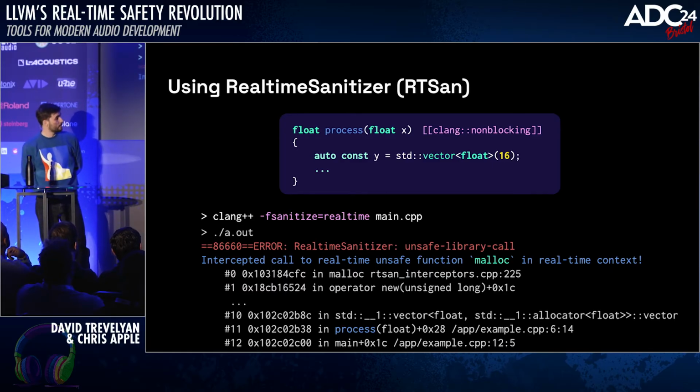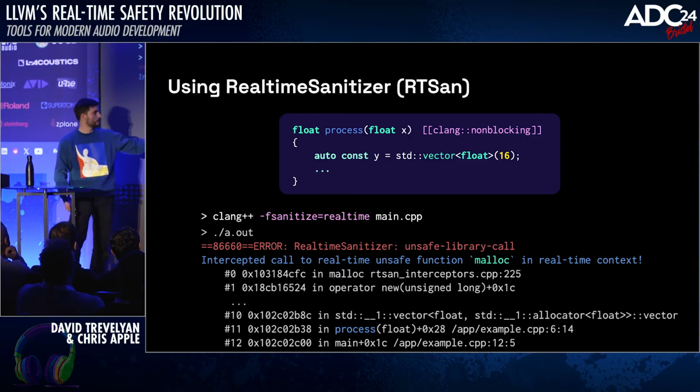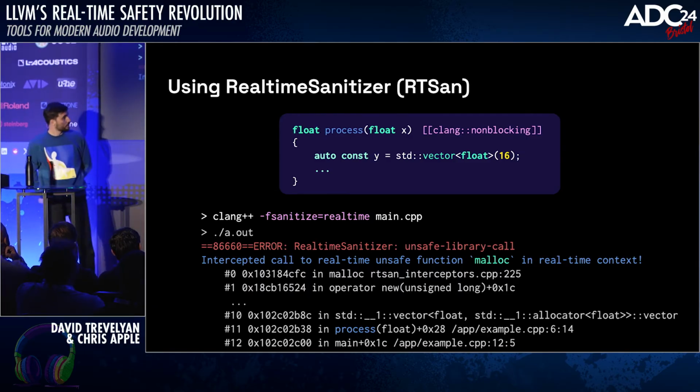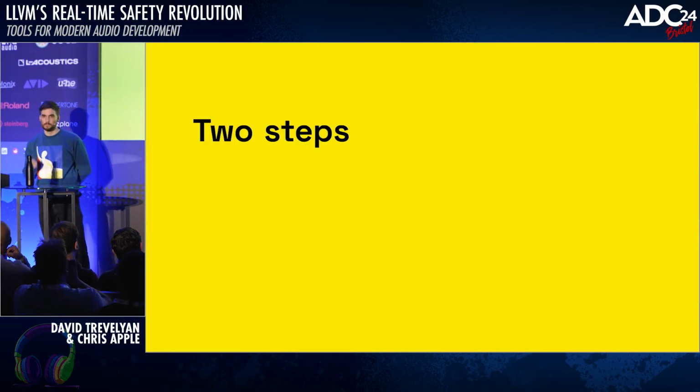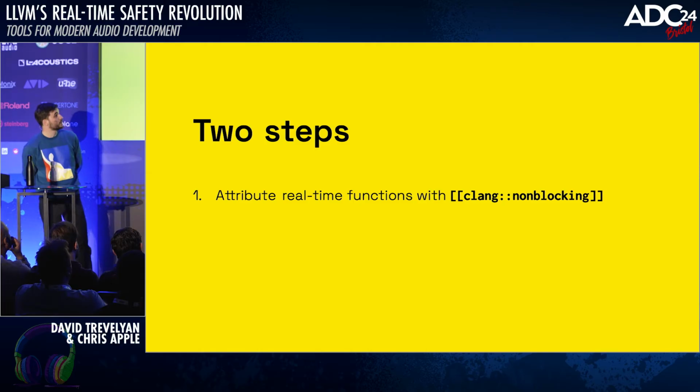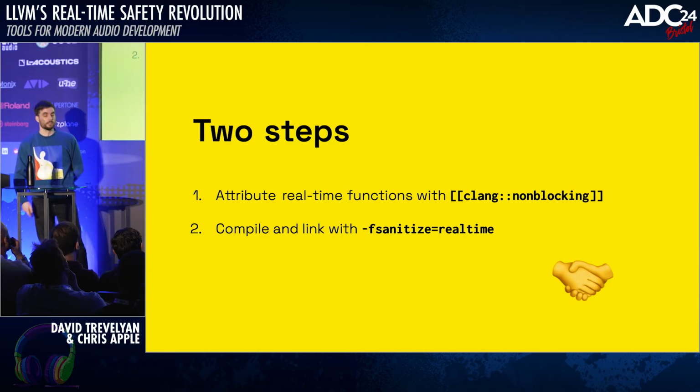It says example.cpp, line 6, oh no, line 12, down here, okay. And we can see that it's doing a vector allocation, and we can jump in there and fix our problem. That's great. So just to really hammer this point home, there's only 2 steps needed. Attribute your real-time functions with Clang non-blocking, compile and link with fsanitize real-time, and you're good to go.